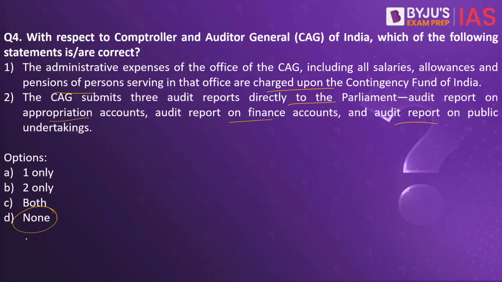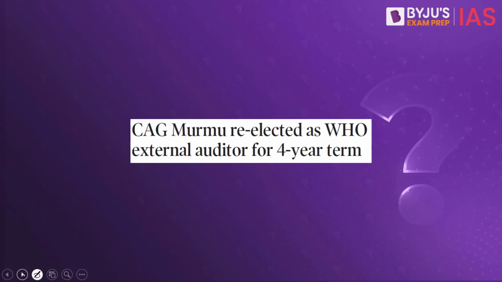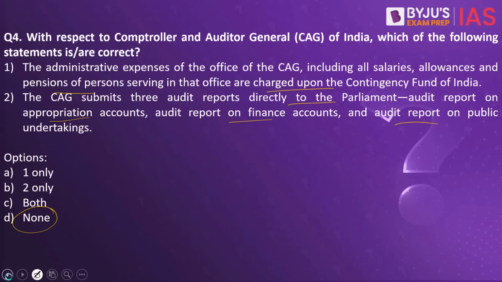Why have we taken this practice question? Because this article on the Indian Express makes a reference to CAG Mamu, who was re-elected as WHO External Auditor for a 4-year term, which is why we have taken this practice question. When you look into the first statement, the administrative expenses of the office of the CAG, including salaries, allowances and pensions of the persons serving in that office, are charged not on the contingency fund of India, but the consolidated fund of India. So the first statement is wrong.